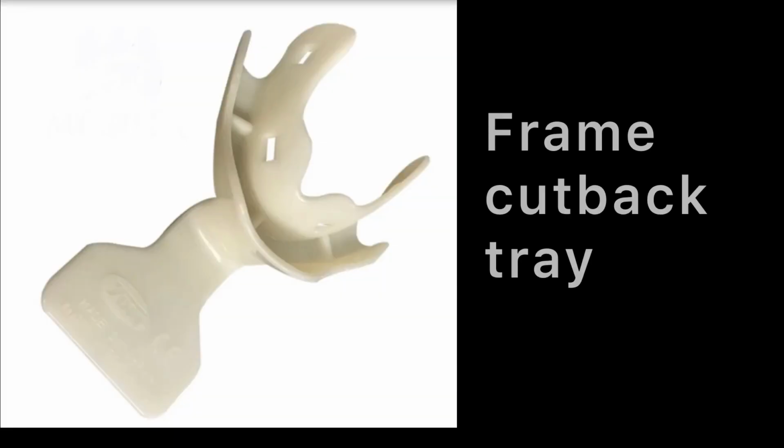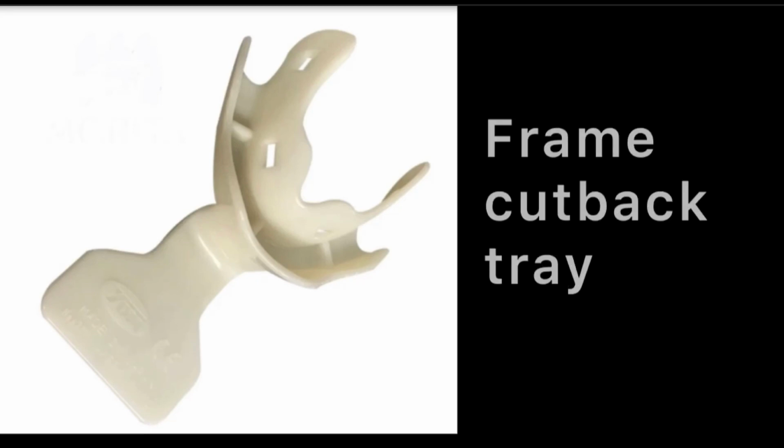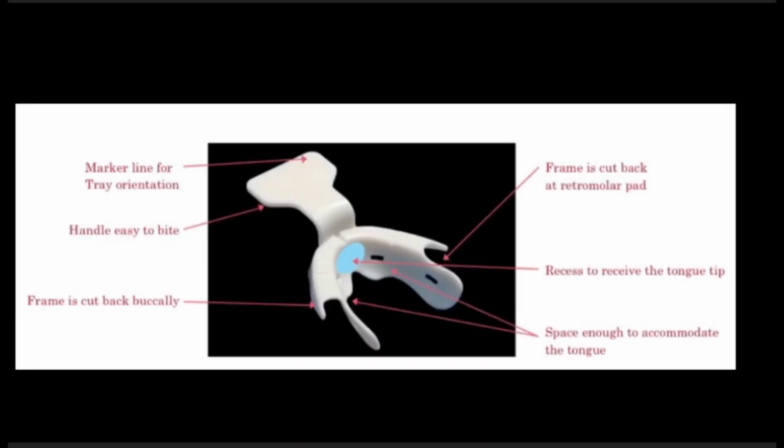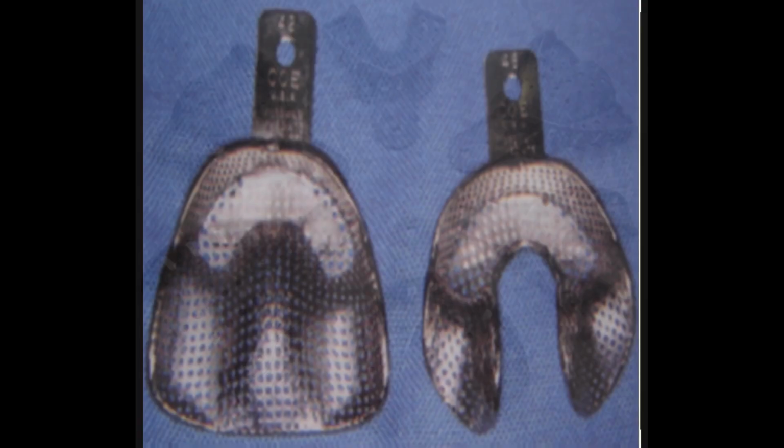Frame cutback tray, previously known as frameless tray, uses a double impression technique where the first layer is injected onto the denture bearing area and the heavier material is loaded onto the tray. This tray has specially shaped flanges, a cutback at the retromolar pad area, and a recess for tongue tip. FCB tray concept vouches that it reduces deformation of tissues and the static closed mouth snap impression taken is the most accurate one. For dental surgeons who would like to go green, we have eco-friendly biodegradable trays.